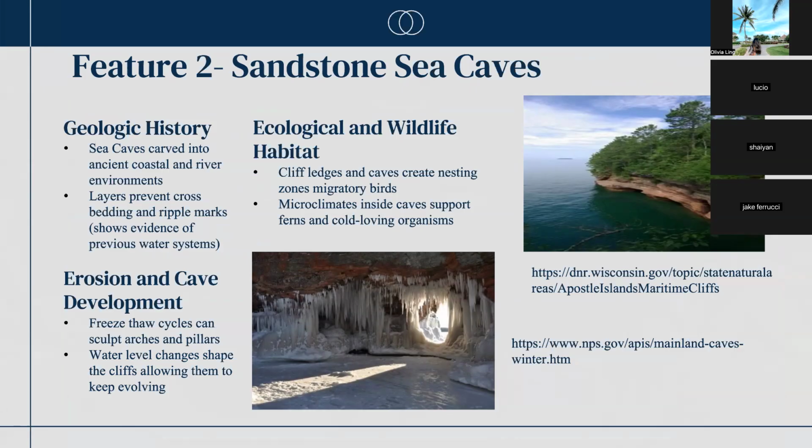Freeze-thaw cycles can sculpt arches and pillars, as well as water level changes shape the cliffs, allowing them to keep evolving. And then for the ecological and wildlife habitat, the cliff ledges and caves create nesting zones for migratory birds, as well as microclimates inside the cave support ferns and cold-loving organisms.